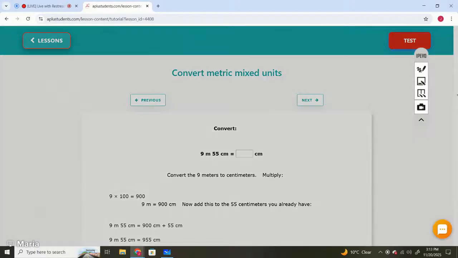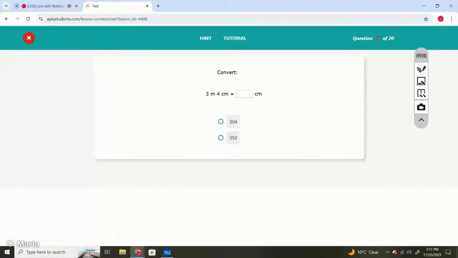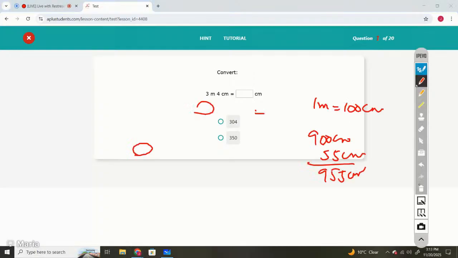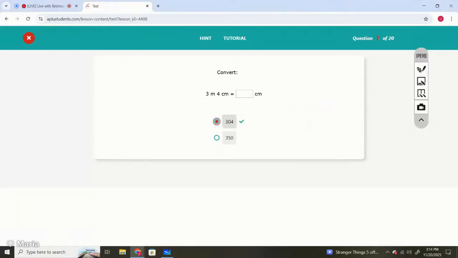Let's just start with the test questions. Convert 3 meters and 4 centimeters. We know that in 1 meter we have 100 centimeters, right? So 3 meters equals 3 times 100, that is 300 centimeters. You need to add 4 centimeters also, so that is 304 centimeters. Option number 1 is the correct option, that is 304 centimeters.